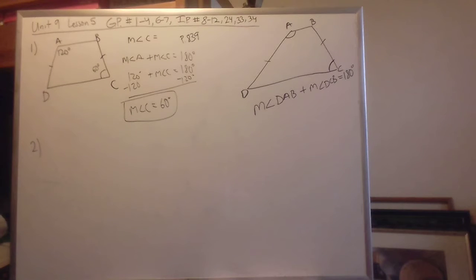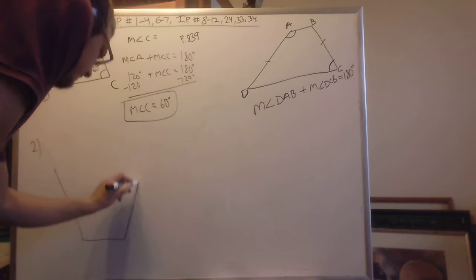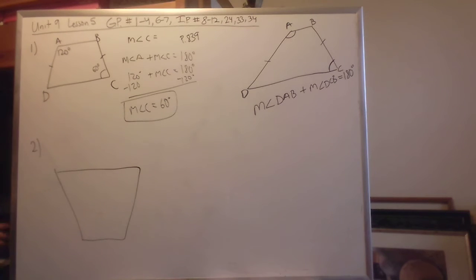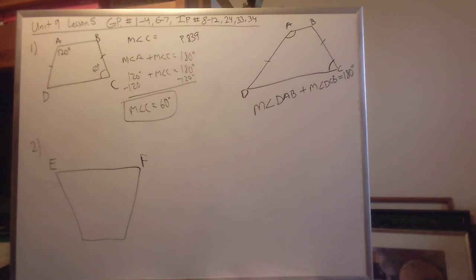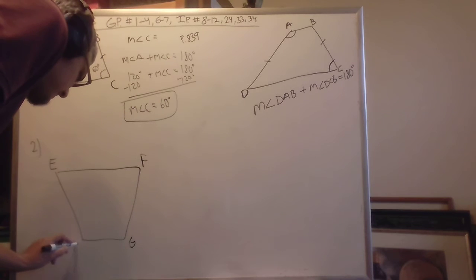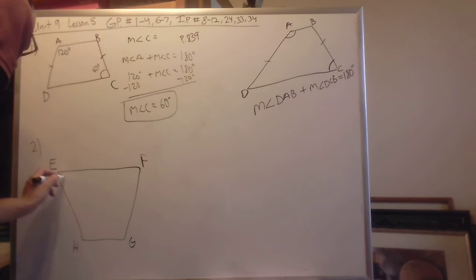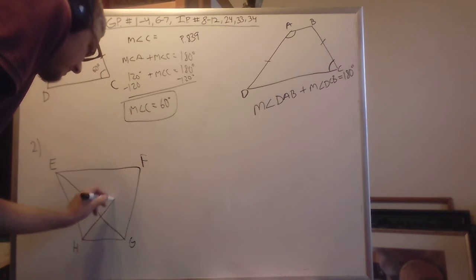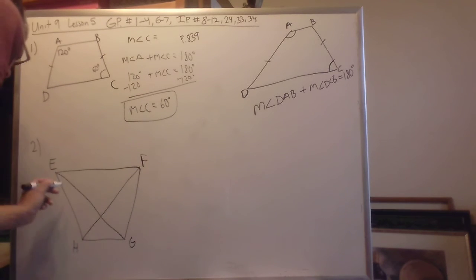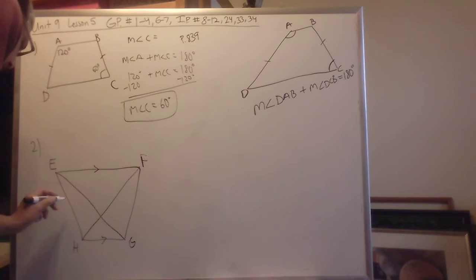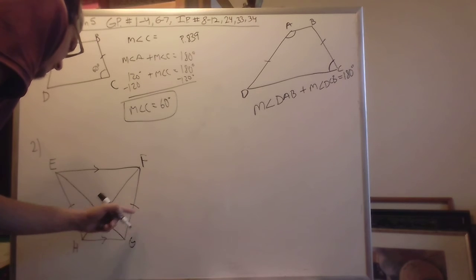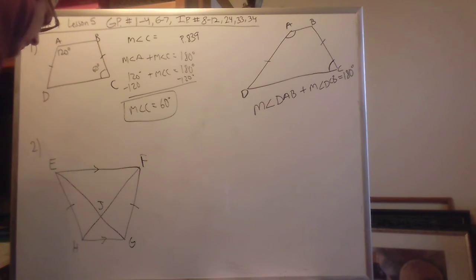So we have another trapezoid that looks like this. And it's E, F, G, and H. And we have diagonals that connect the opposite angles. And EF is parallel to HG. And those legs are congruent for FG and EH.